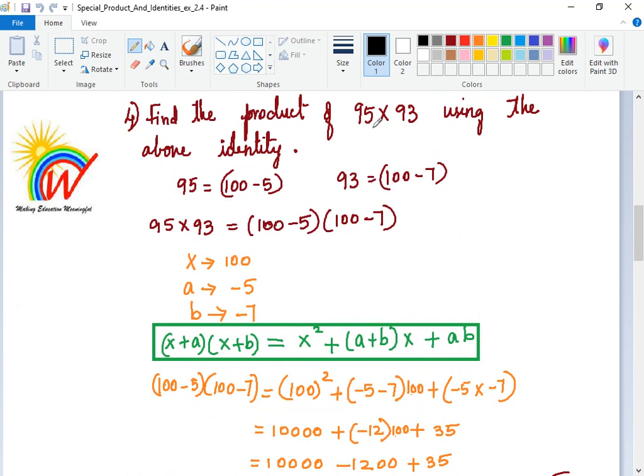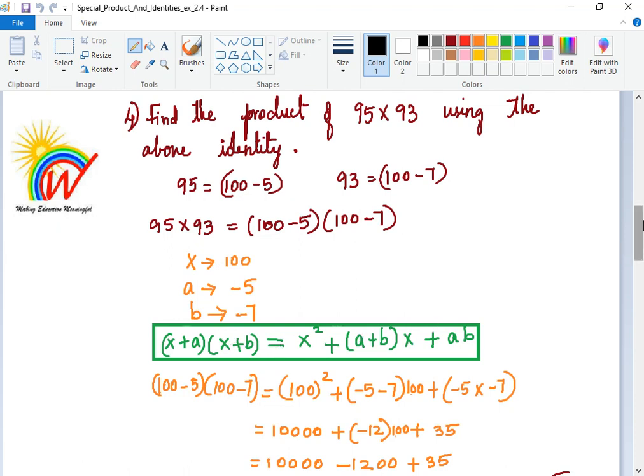Now 95 could be written as 100 minus 5, or you can either write it as 90 plus 5 also. My main intention is to bring it in this format, x plus a, x plus b. So if I take 100 minus 5, I will take the 93 also in terms of 100 itself. So that could be written as 100 minus 7. So 95 into 93 is going to be written as 100 minus 5 into 100 minus 7. So in place of x I have 100, in place of a I have minus 5, and in place of b I have minus 7. So I will solve this using this formula.